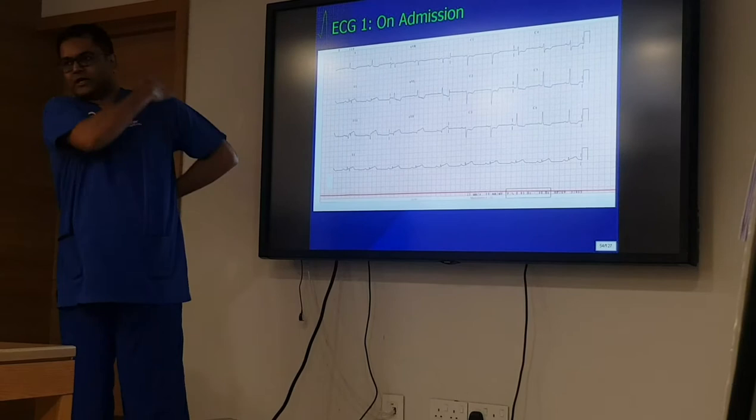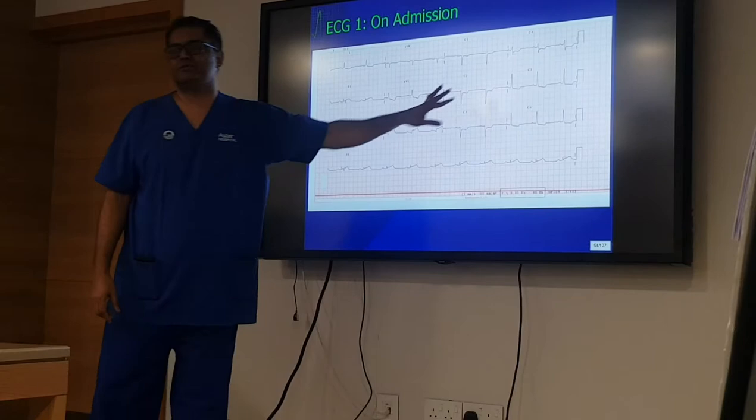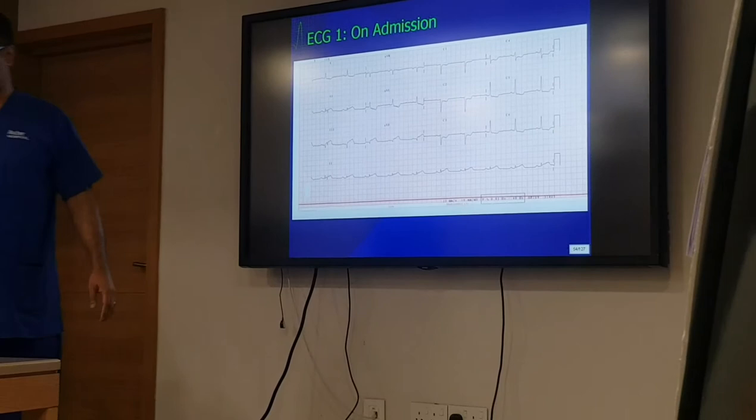So this is actually an infero-posterior MI. We call it lateral extension. There are some lateral wall changes also, or this could be reciprocal changes. It's a difficult one to interpret, but what I want you to pick up is these. Okay, so let's say this is an inferior MI.